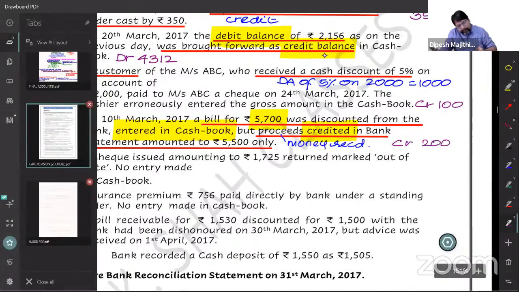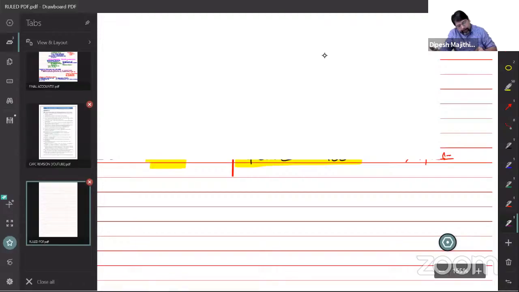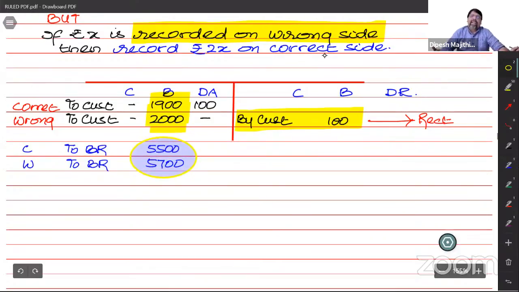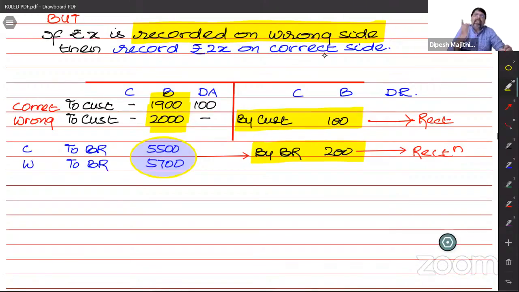Otherwise, explain like yours. Suppose this is your cash book. I should have recorded bills receivable 5,500. This is correct. But wrongly I recorded BR 5,700. That means, if you can see, on the debit side I recorded extra. Therefore, to rectify, I have to write by BR 200. That would be my rectification. Are you understanding? So instead of 5,500, I recorded 5,700 on the debit side. To rectify, I credit it. Correct? Yes, sir.